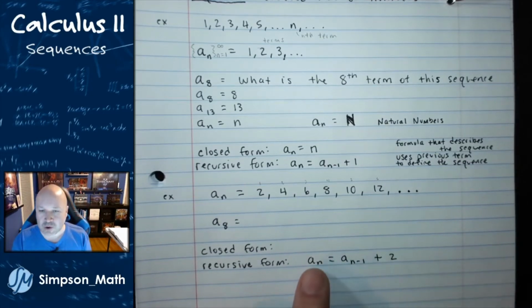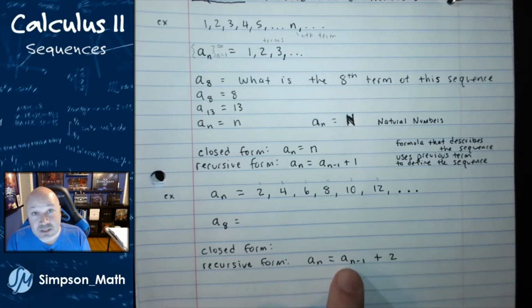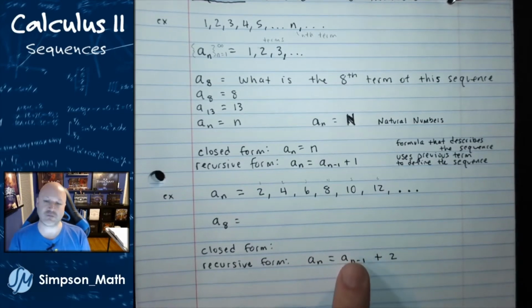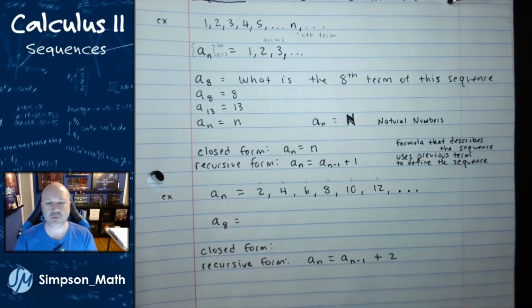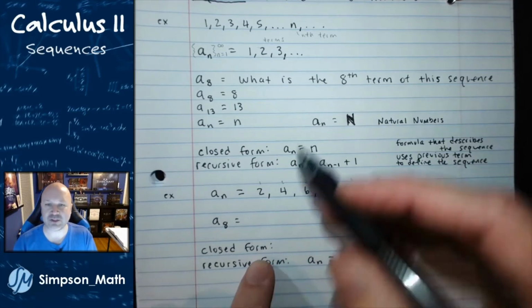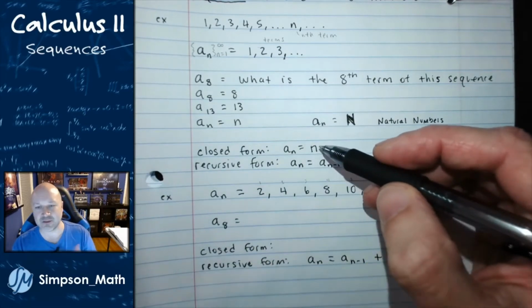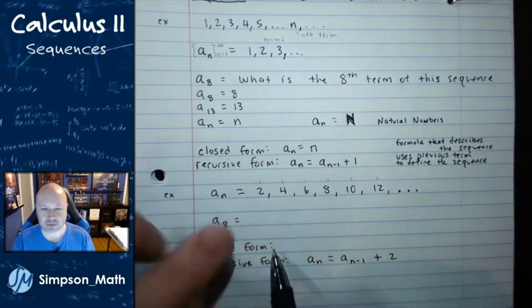So the recursive form is, of course, a sequence a sub n. It always uses the previous term to get to it. So this one I'm just taking the previous term plus 2. Okay. Now a closed form. Well, previously it was just n. If I plugged in 5, it gave me the 5th term. This time not so obvious.